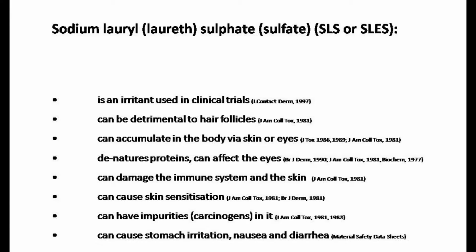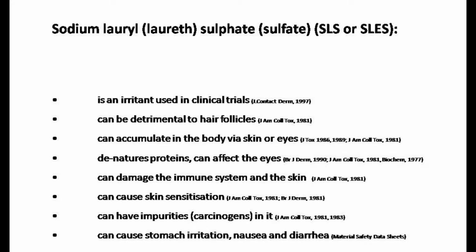Let's look firstly at sodium lauryl sulfate, that is SLS or SLES. Have a look on any products that you buy from the supermarket and I'll bet that the majority of them have these ingredients in them. Now, sodium lauryl sulfate, SLS, is an irritant that's used in clinical trials. It's the baseline irritant used in the cosmetic industry when they test their new products. SLS can be detrimental to hair follicles, and yet, strangely enough, it's used in shampoos. Why would you use an ingredient in shampoo that can be detrimental to the hair that you're cleaning?